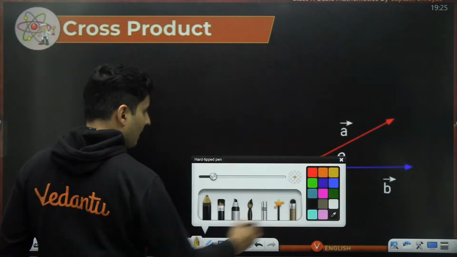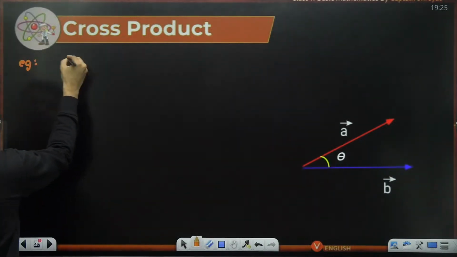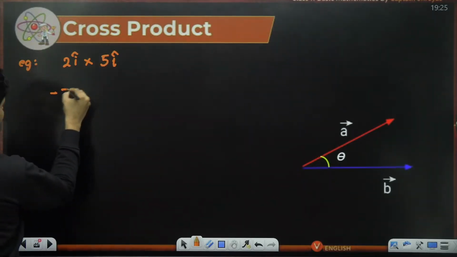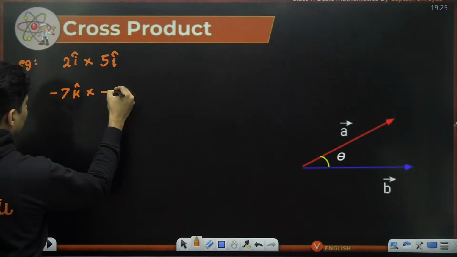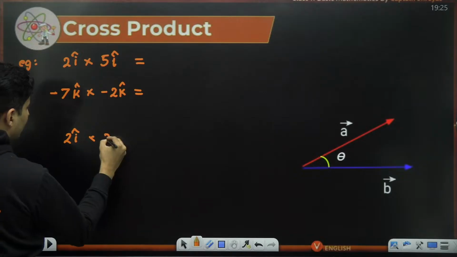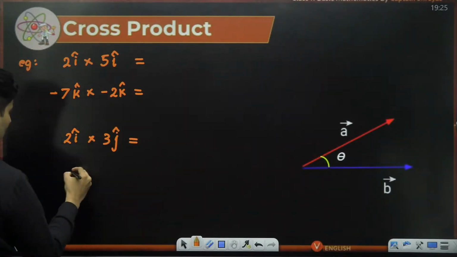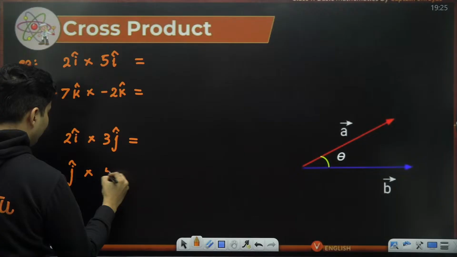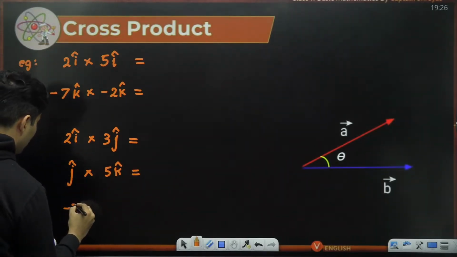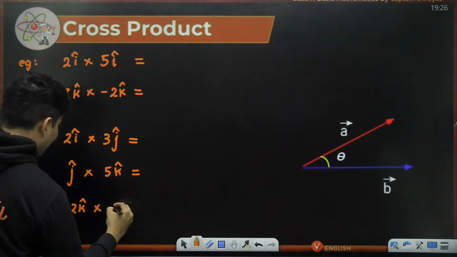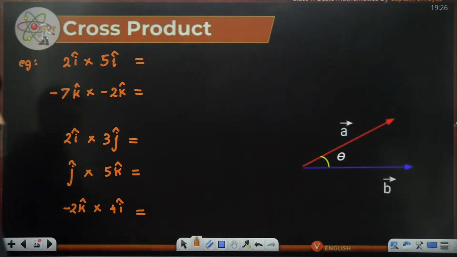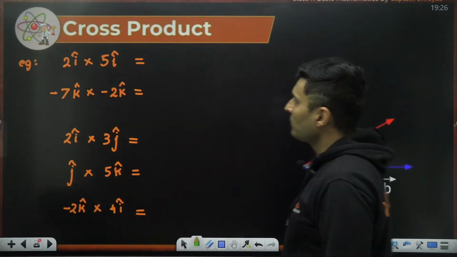Say for example, these are your examples. Come on. Do 2i cap cross 5i cap, minus 7k cap cross minus 2k cap. How much will this be? Then 2i cap cross 3j cap, j cap cross 5k cap, minus, or let's say minus 2k cap cross 4i cap, how much will it be? Okay, so let's try to do these simple things. Very easy to find out.